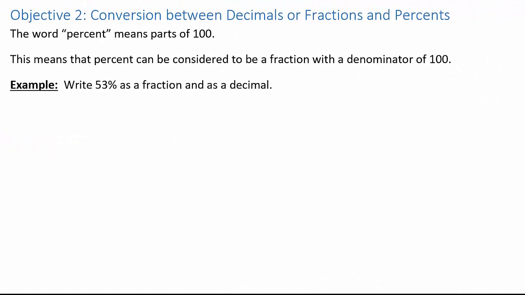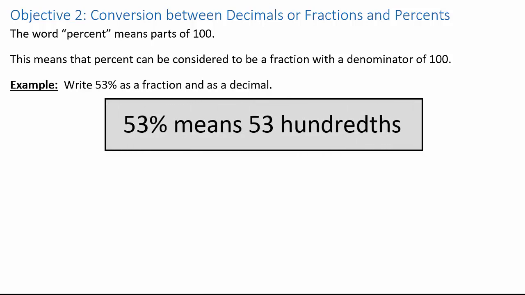Objective 2. Conversion between decimals or fractions and percents. The word percent means parts of 100. This means that percent can be considered to be a fraction with a denominator of 100. Example, write 53% as a fraction and as a decimal.